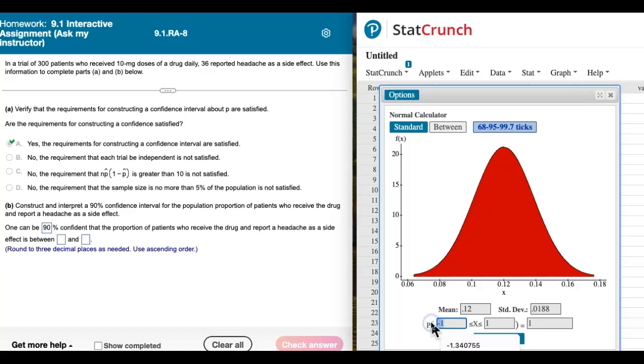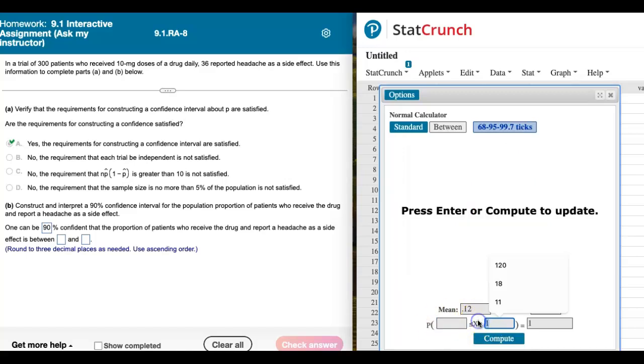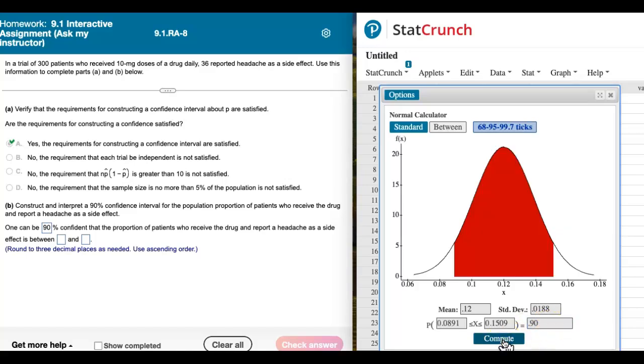So I don't know what my lower and upper bounds are. So I'm going to take those out, but I do want the probability to be 90%. And then we're going to compute. So the numbers that go into these blanks over here for part B, for the second part, would be these values. It's between 0.891 and 0.1509.